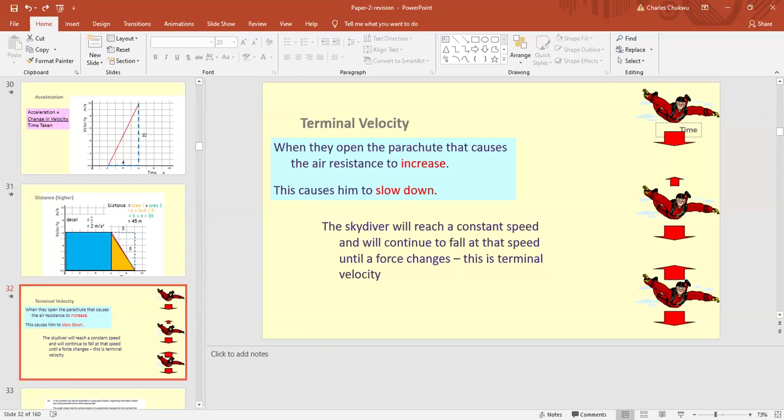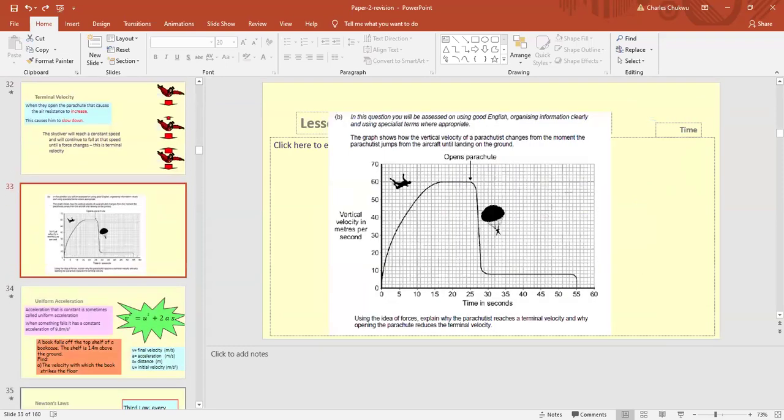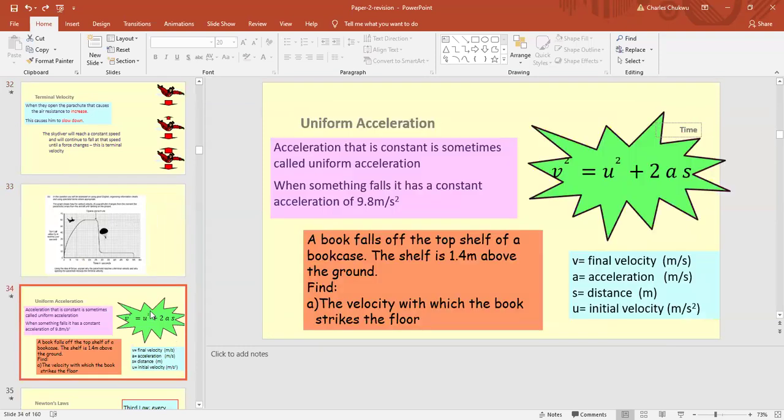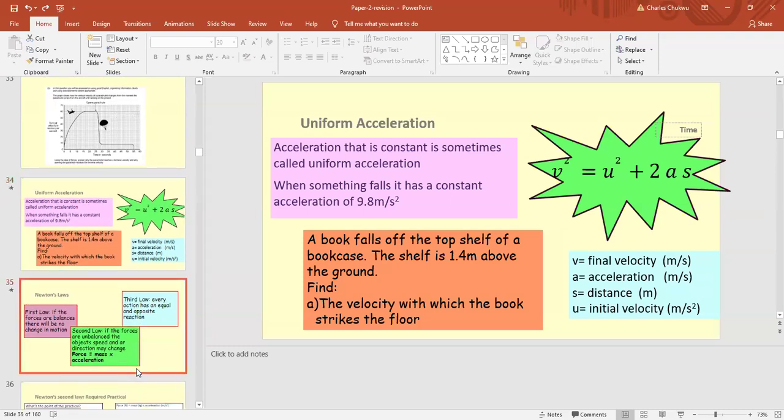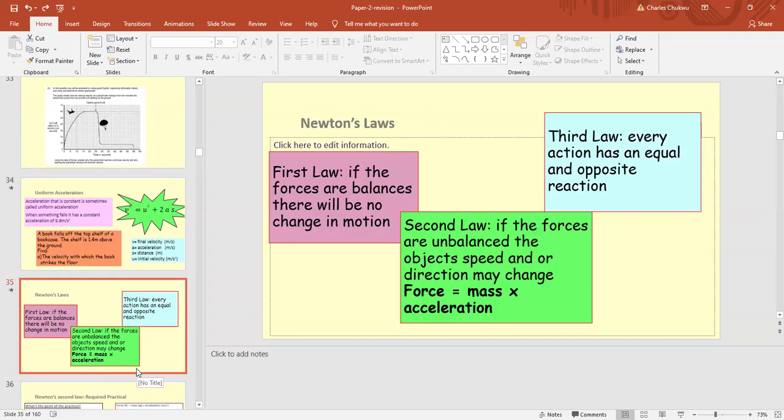Now, I'm not sure I came across this, so I'm going to skip it. Terminal velocity. Okay, so there's this formula, v squared equals u squared plus 2as. Anyway, the good thing about most formulas is that they give you the formulas in the exam, so there's no problem. It's most likely that you will see the formula given.